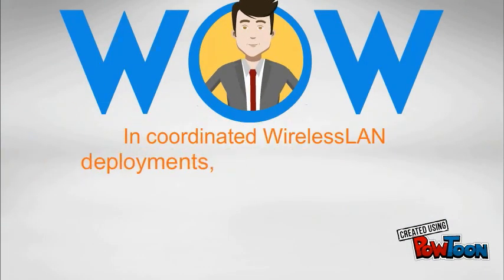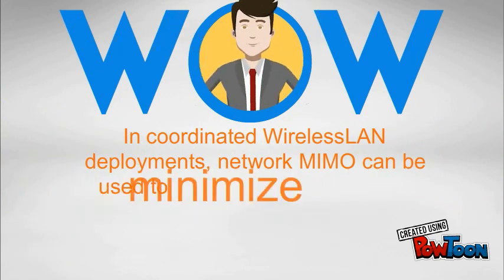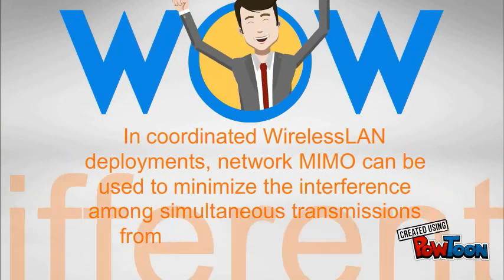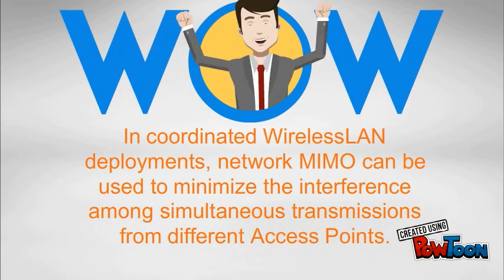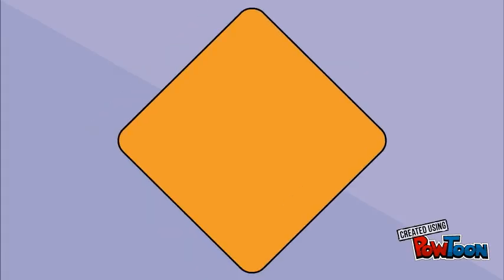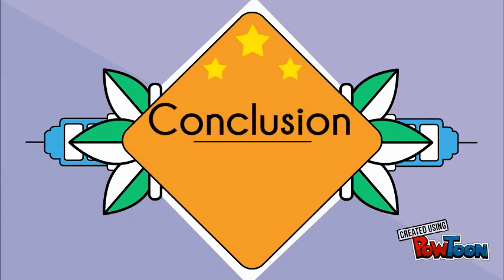In coordinated wireless LAN deployments, network MIMO can be used to minimize the interference among simultaneous transmissions from different access points. We have reviewed some technological solutions that can be included in the next generation LAN. Individually, all those solutions can offer some performance gain. However, assessing performance gain when all those solutions are combined is still an open challenge.